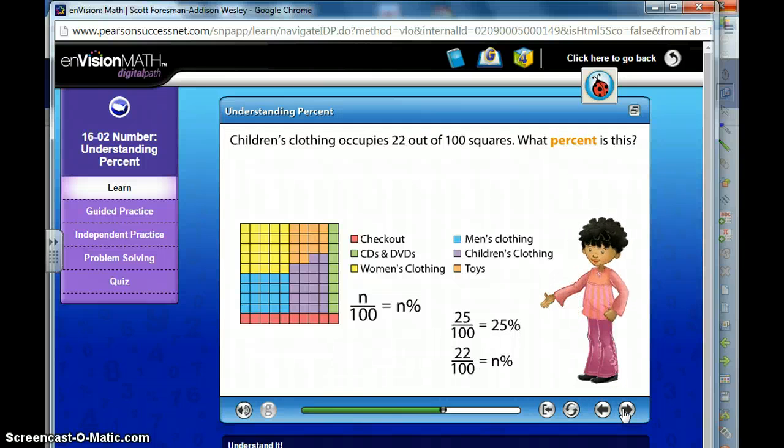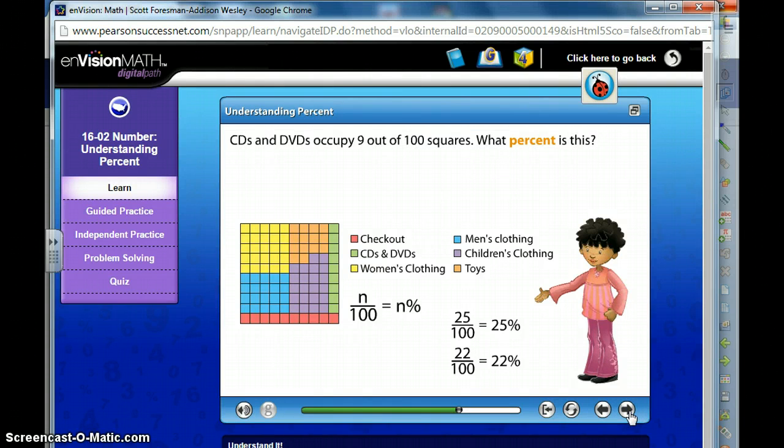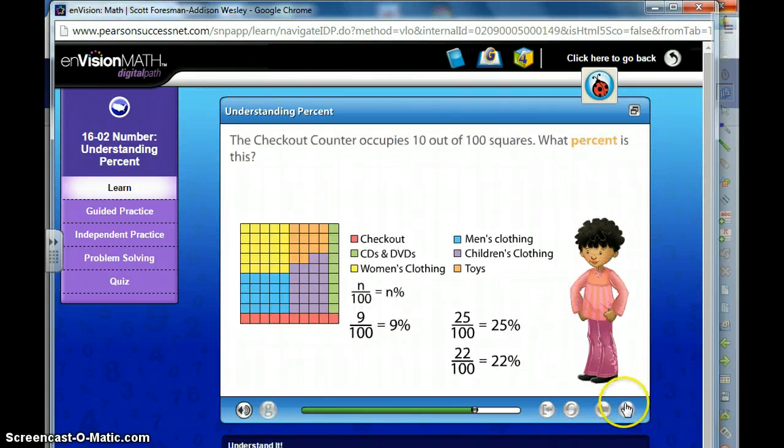Children's clothing occupies 22 out of 100 squares. What percent is this? Everybody? 22%. Children's clothing occupies 22% of the floor space. CDs and DVDs occupy 9 out of 100. Okay, I'm gonna move forward past these.